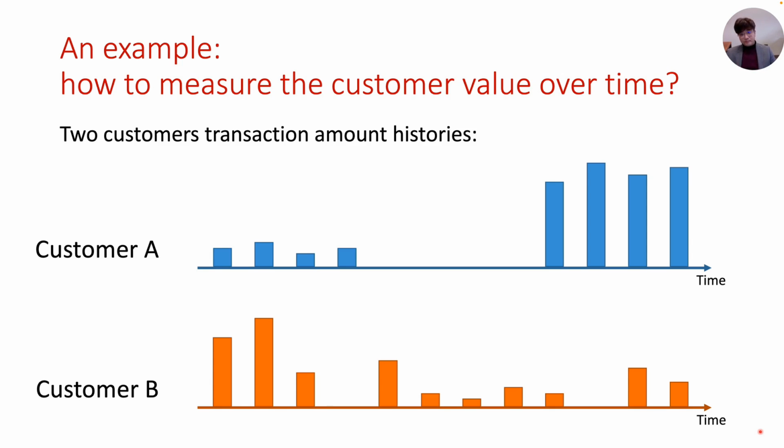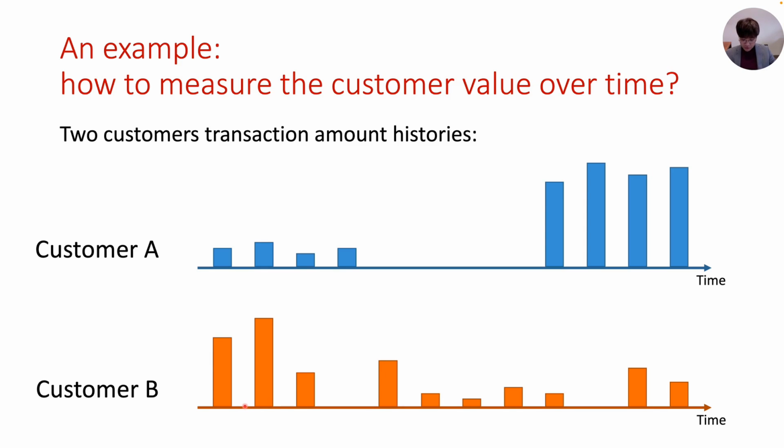Here is an example. Suppose that there are two customers and this figure shows their transaction history. X-axis stands for time and Y-axis stands for the dollar value of each transaction. Customer A made small size transactions at the beginning and she left for a while and then she came back with transactions of a large amount.